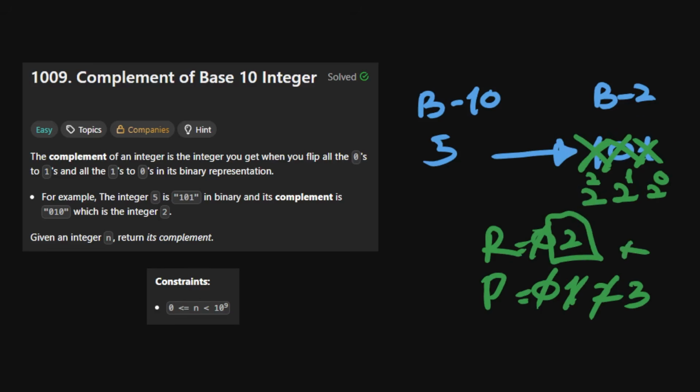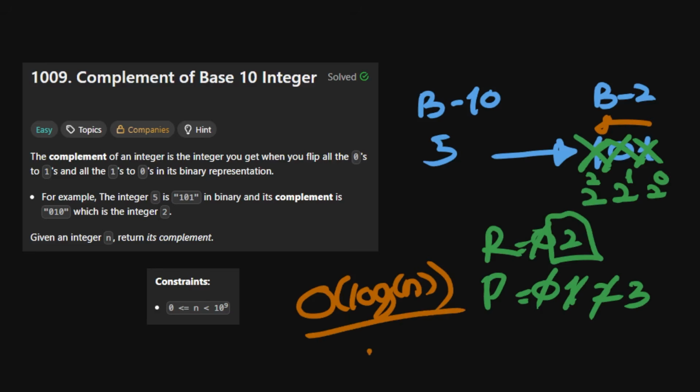We just return this. Time complexity here is big O of log n because that's the amount of bits in the number that we are given, and space complexity is big O of 1. So with this in mind, now let's go with the code.